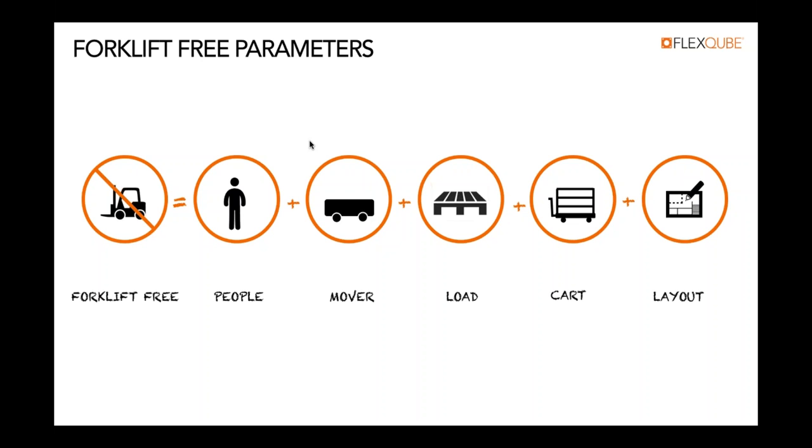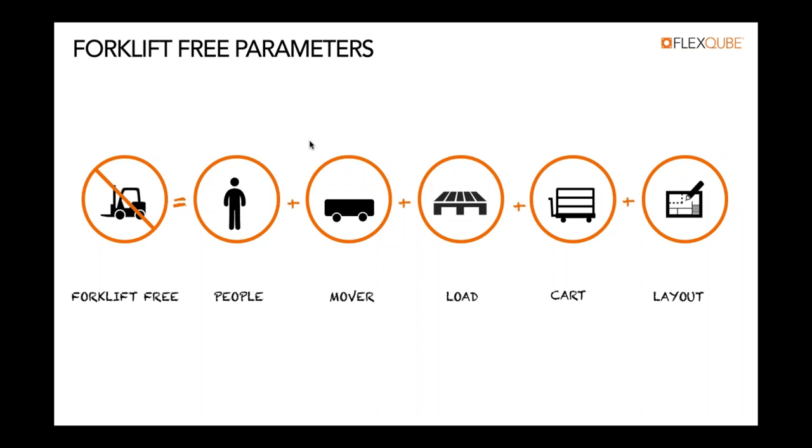But if we look into the different parameters that we will go through, the main ingredients in a forklift-free project, we have the people, of course. They are the ones that will execute the project. So they need to be involved already from the start. We need some type of mover, a tugger, AGV, or whatever, something that can move the parts. Then we have the loads. It can be a Euro pallet, containers, a kit. It's always something that needs to be transported. Then we have the carts.